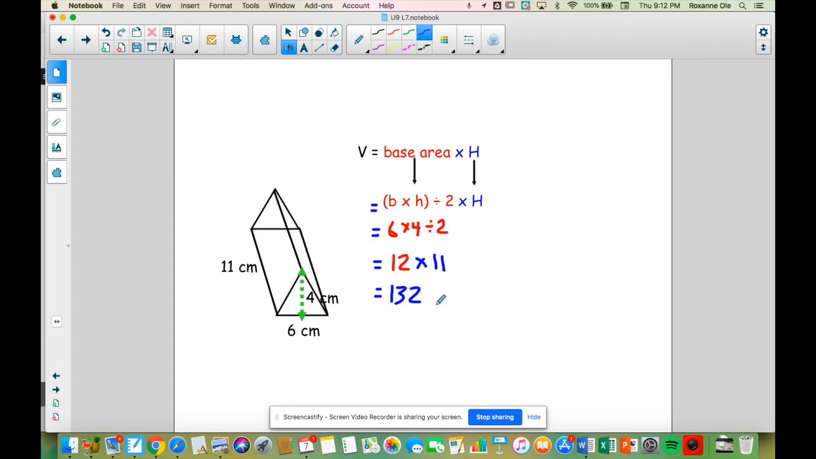What units are we going to use? We always look back to see what the original units were, and they were centimeters. And since we're doing volume, it's going to be centimeters cubed.